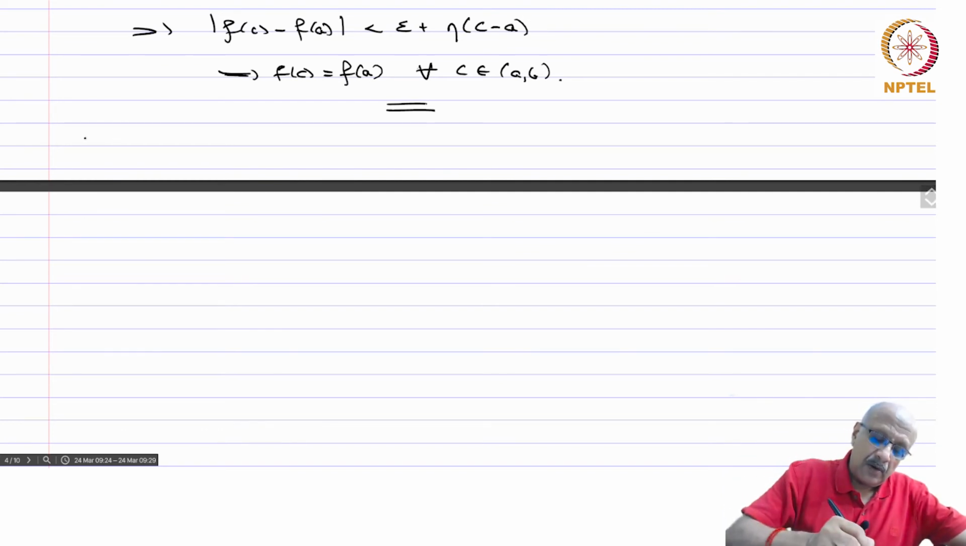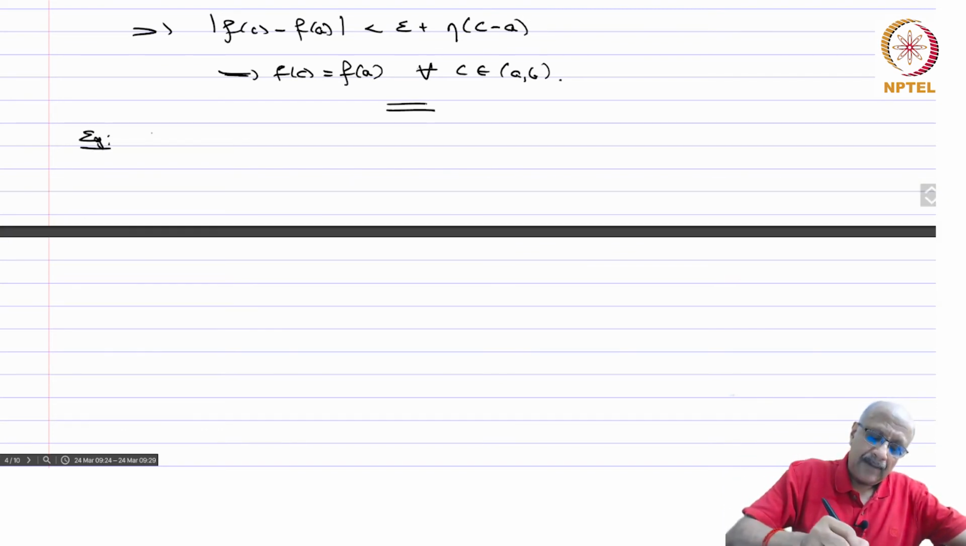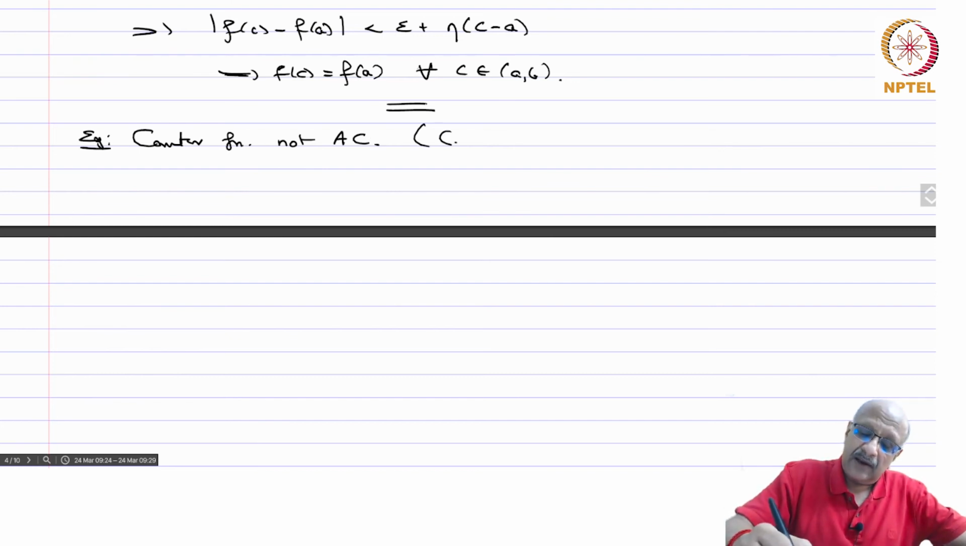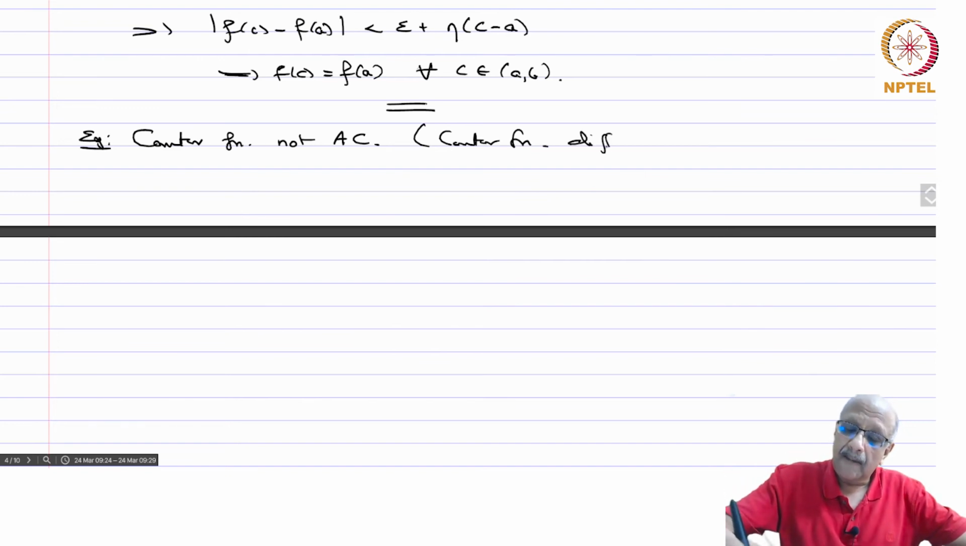So example, Cantor function is not absolutely continuous. Why? Because the Cantor function is differentiable almost everywhere, f dash equal to 0 almost everywhere, but f is not constant.